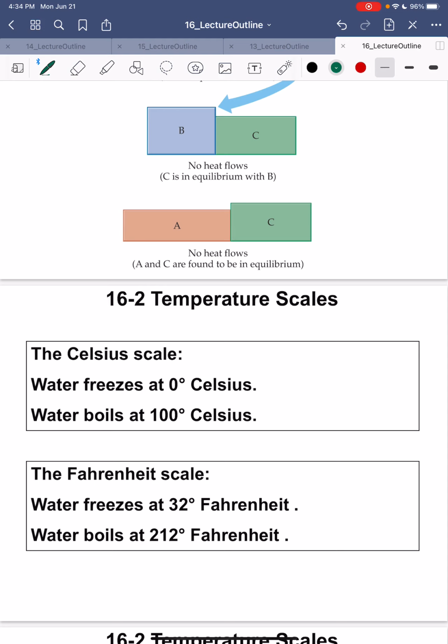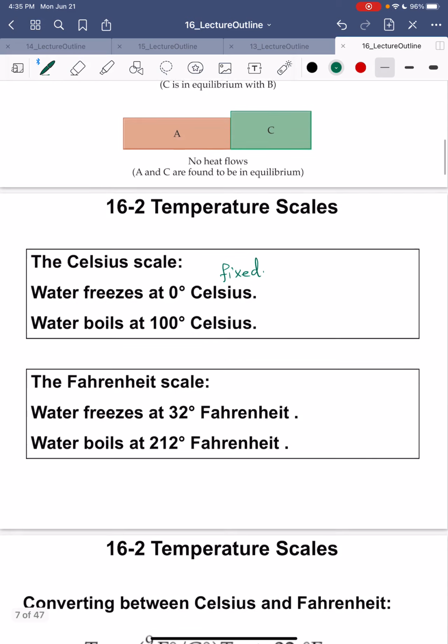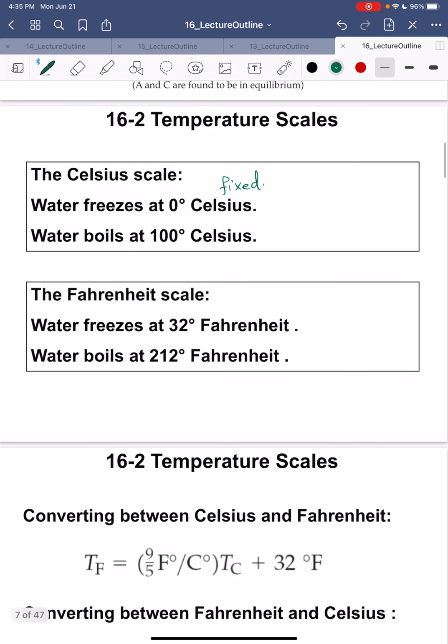Now, different countries use different scales for temperature. I will say most of the countries use the Celsius scale, which uses two fixed points. We call these fixed points. Water freezes at 0. Of course, we are talking about normal or standard pressure. Water boils at 100 Celsius. And for the Fahrenheit, which is an older system, water freezes at 32 Fahrenheit and boils at 212.